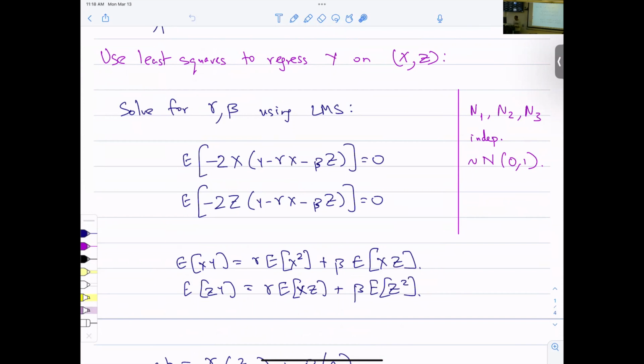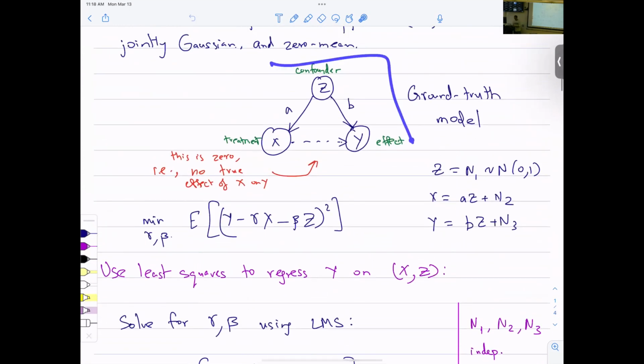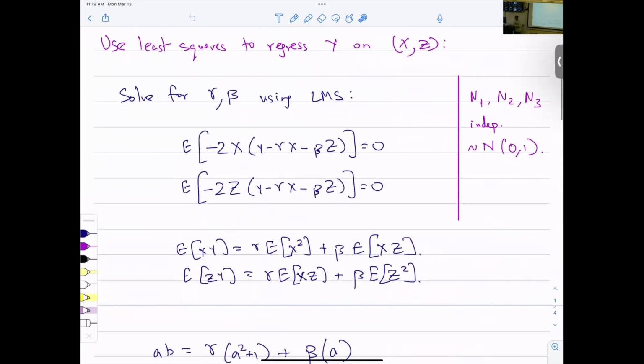All of these things can be computed from the data because I told you that I have access to the joint distribution between X, Y, and Z. Again, there are no interventions, nothing. There's just one model. This is the model. And I'm just trying to do a fit from here to here. That's all I'm trying to do.